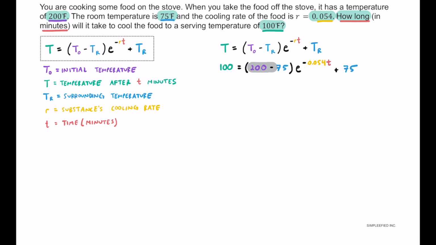Next, let's just subtract this 75 to just make this a little bit simpler to look at here. So we have 100 on the left side, and that's going to be equal to 200 minus 75, that's going to be 125. So let's put 125 here. Let's multiply that by e to this negative 0.054 t. Let's go ahead and put t right next to it, and then add on that 75 afterwards.